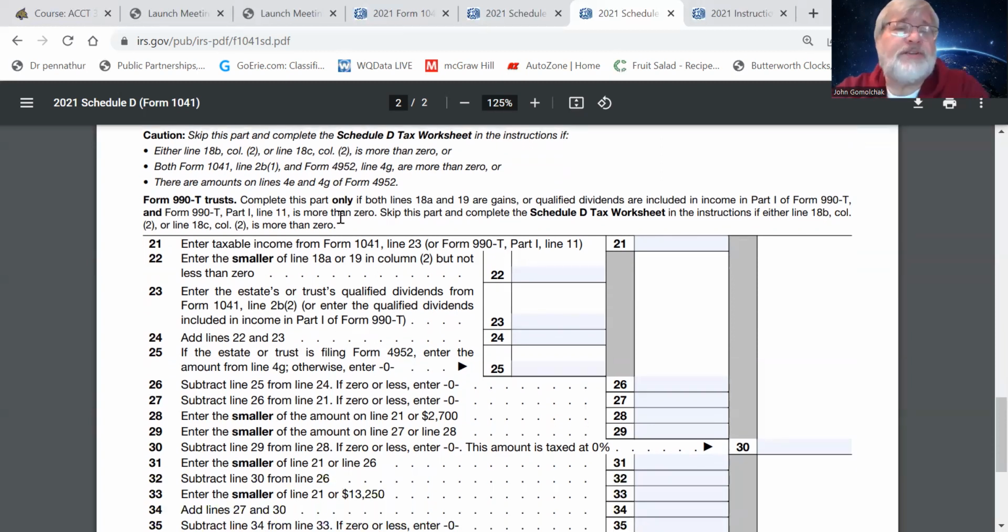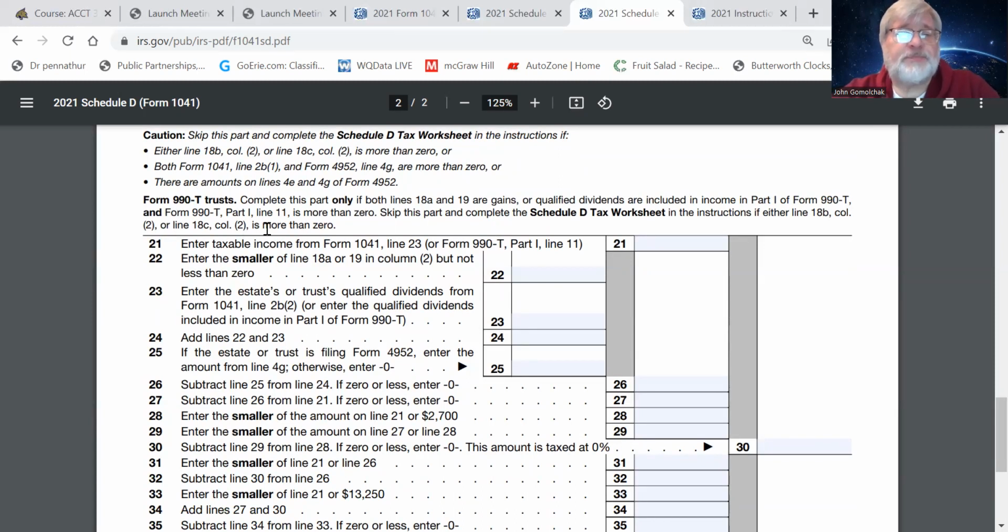So line 21 is: enter taxable income from Form 1041, line 23. So that's going to be that number after we end up deducting the distributable net income and the exclusion. So basically, it's going to be our capital gain minus our exclusion.